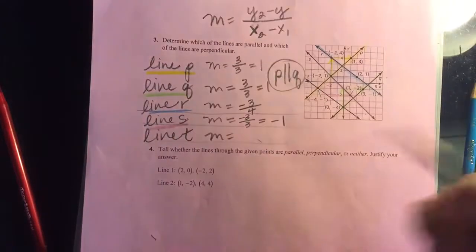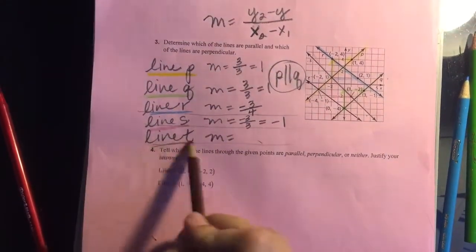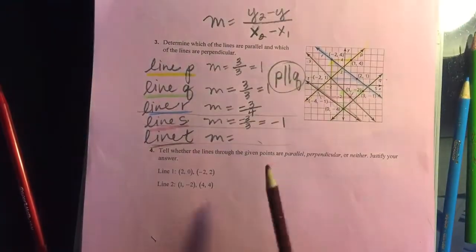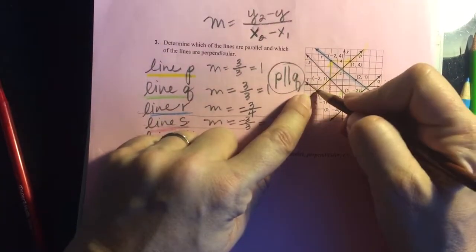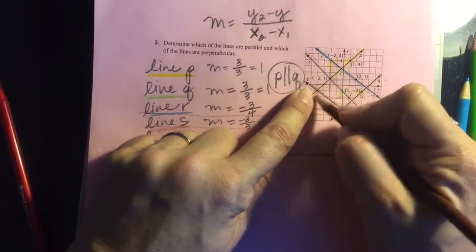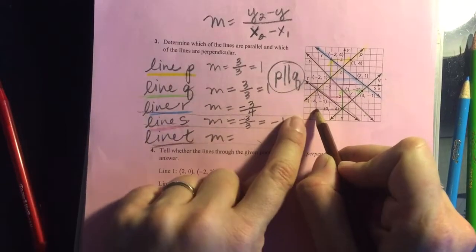My next move then is to find the slope of my last line, line T. Slope of line T. I've got 2 points that are highlighted on T. I'm going to have to go down 1, 2, 3, and then to the right.